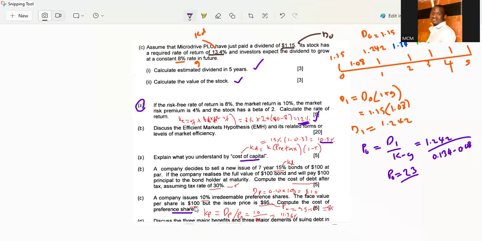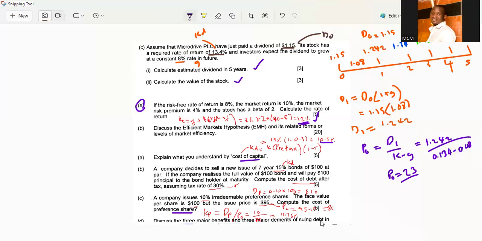So 10% of the 100 is $10. This is what we put here, $10. And the issue price for this preference shareholder is 95. If we remove the cost attached to it of $10, it remains 85. So 10 over 85, you're going to get 11.76%.